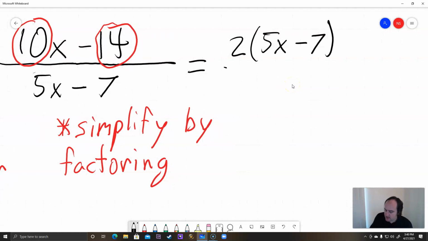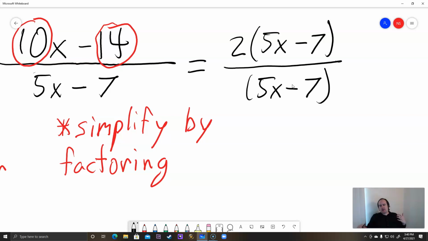And then on the bottom, we can't factor it, so we just leave it as 5x minus 7. I put parentheses around the denominator just so that you would notice something. If you notice here, we actually have a 5x minus 7 on the top and the bottom, so those two are going to cancel out. Okay, so these two cancel out, and what are we left with? We're left with 2 on the top and then 1 on the bottom, because if you cross everything out on the bottom, there's still a 1 left over.